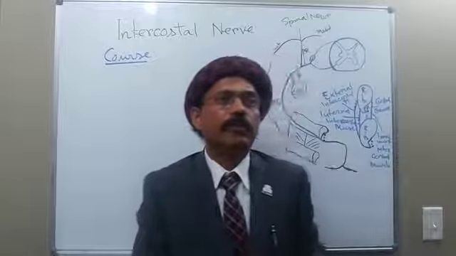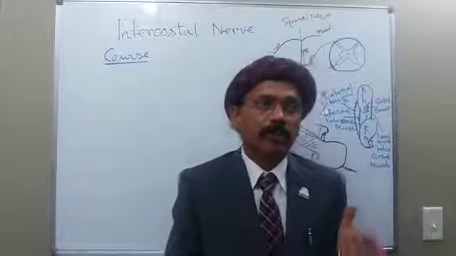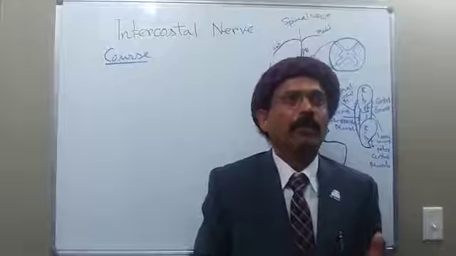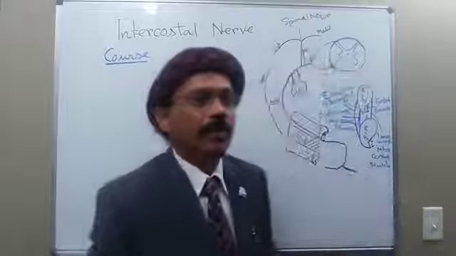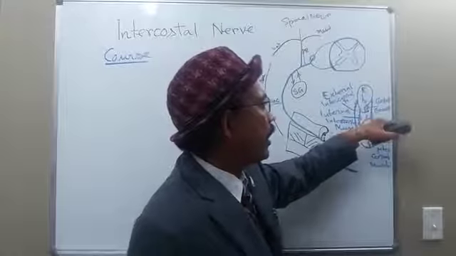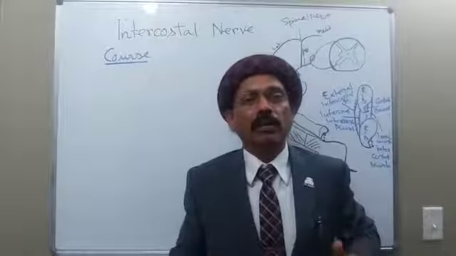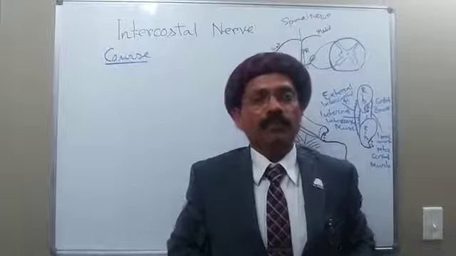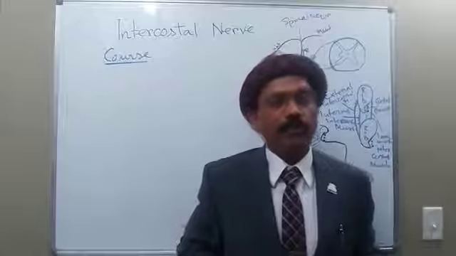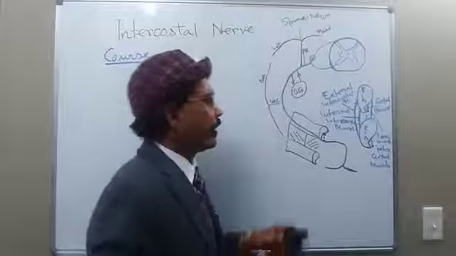In the posterior part, the nerve passes between the pleura and the endothoracic fascia on the inside. Outside we have the intercostal membrane. But in the greater part it is between the second layer and the middle layer. Even in the thoracoabdominal region, the thoracoabdominal nerve passes between the transversus abdominis and internal oblique muscle, between the second layer and the third layer. So we got that.